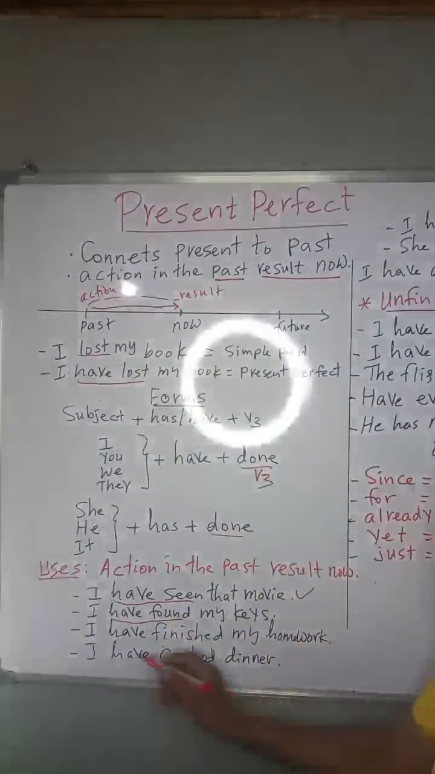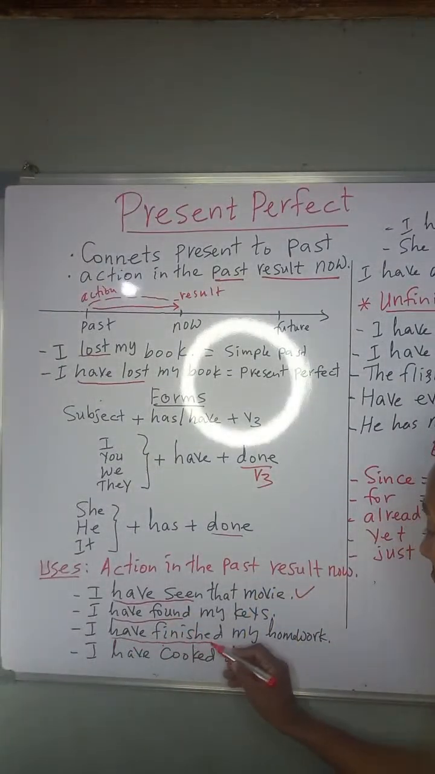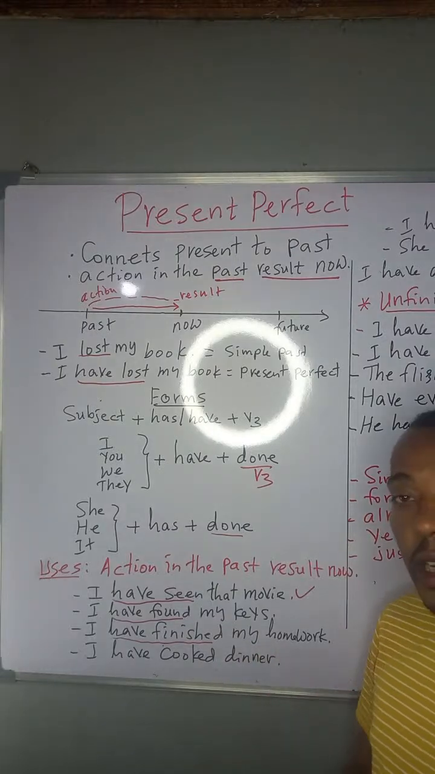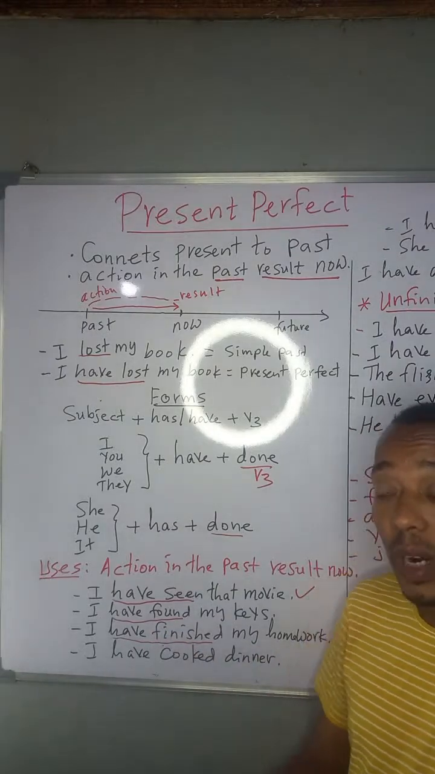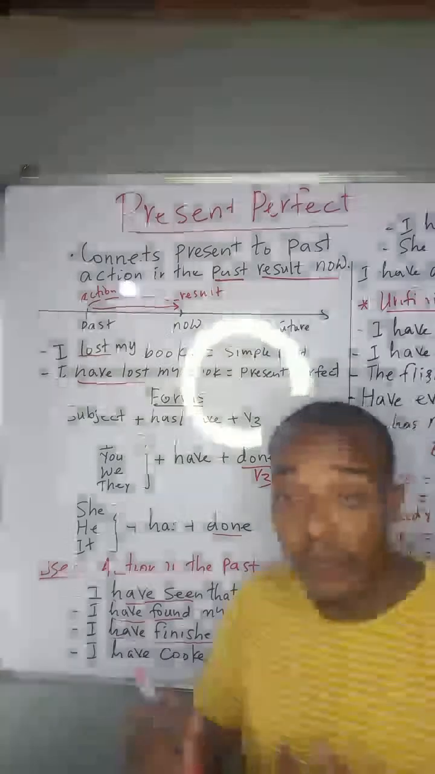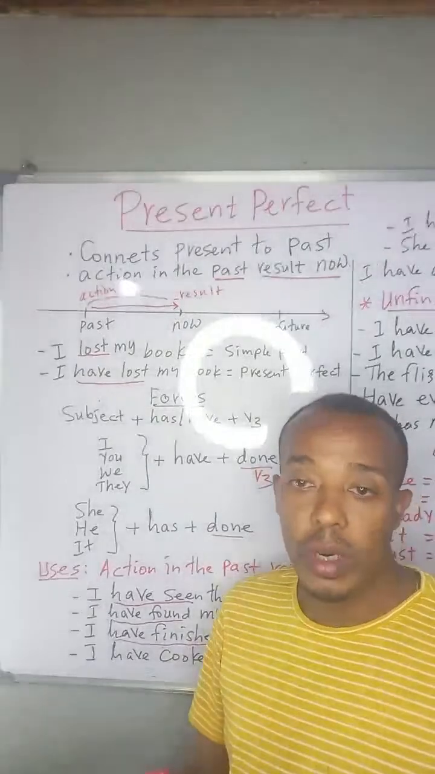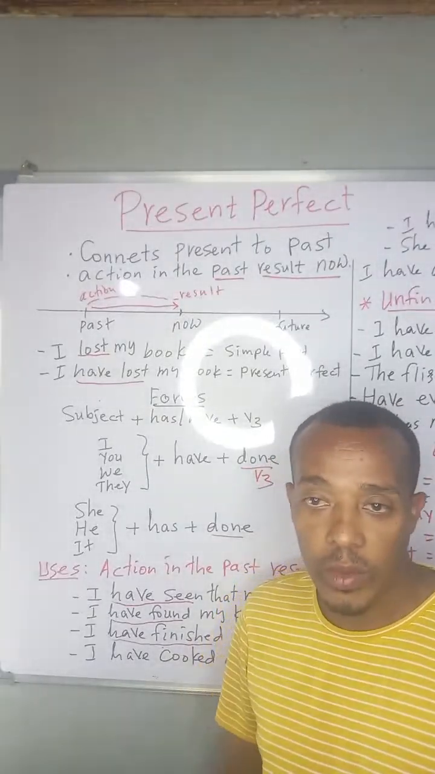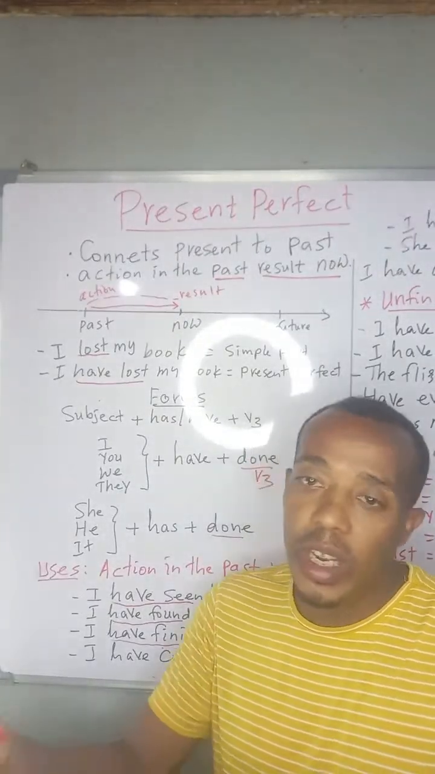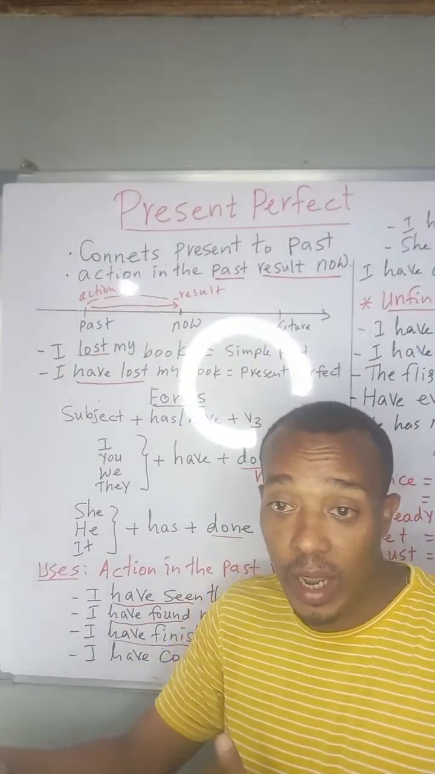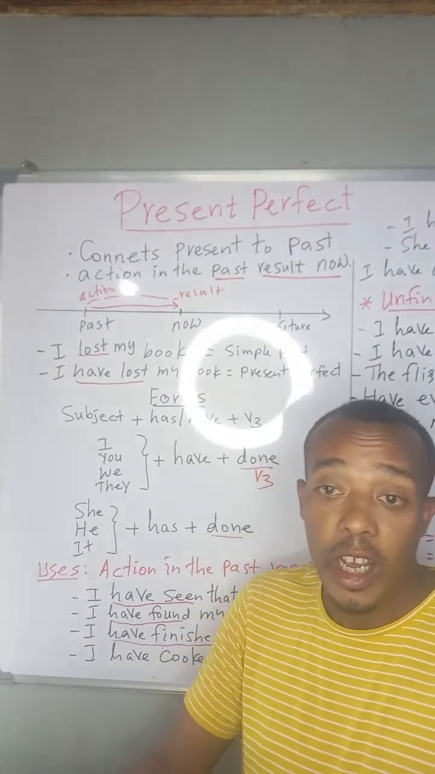I have finished my homework. This is an action already done in the past. What is now? The result. I have finished my homework means I am not doing it now, or I can submit it. So I am free now. You are talking about some result in the present time: you finished and you are free now.